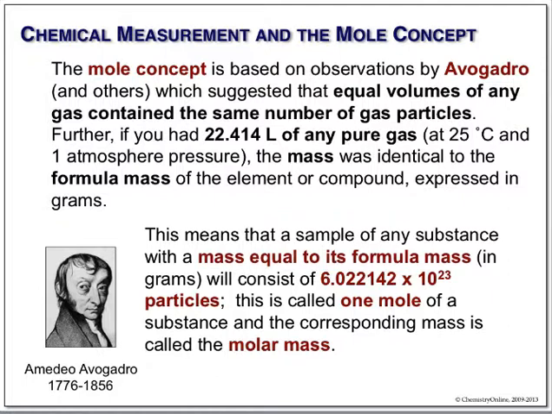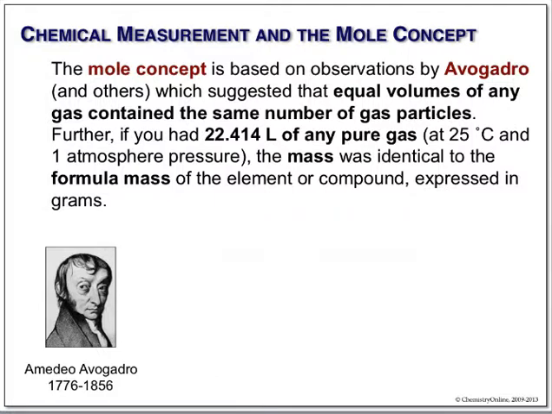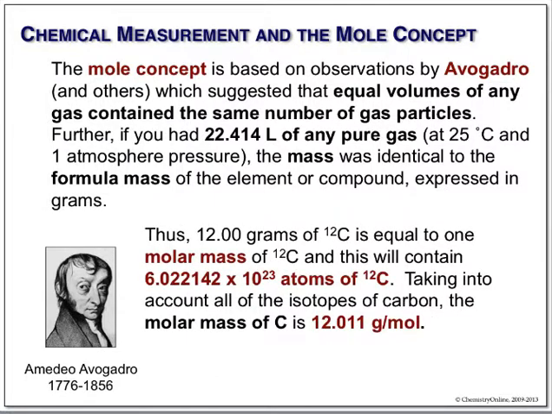Now what this means is that if you have a sample of a substance and that mass equals the formula mass, it will contain 1 mole of particles, that is 6.02 times 10 to the 23rd particles. We'll refer to this as the molar mass. For example, if we had 12 grams of the isotope carbon-12, that would contain 6.02 times 10 to the 23rd atoms of carbon-12. Now remember, carbon exists as isotopes, so the molar mass of carbon is what we see on the periodic table of about 12.01 grams per mole.